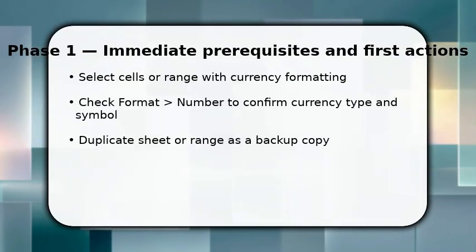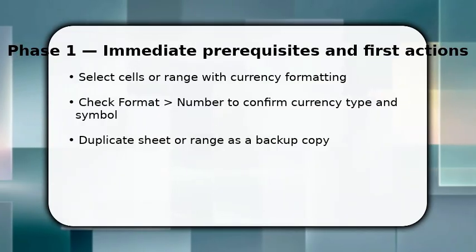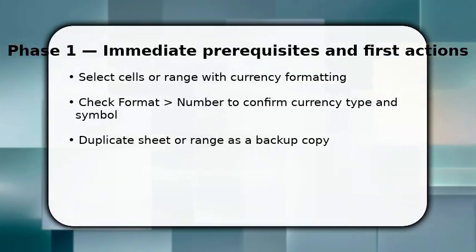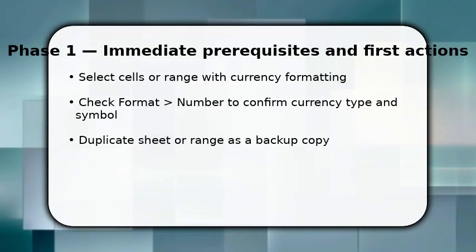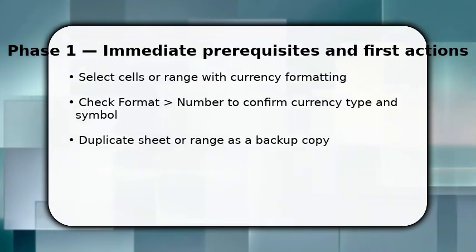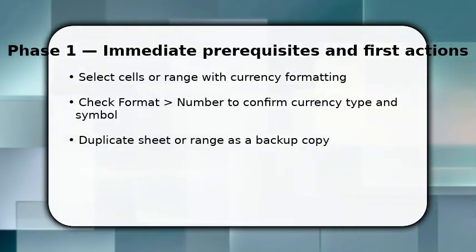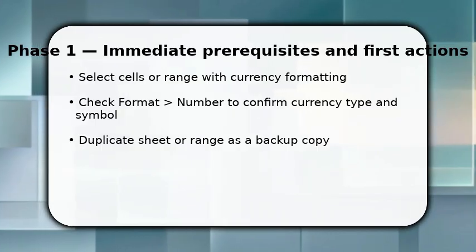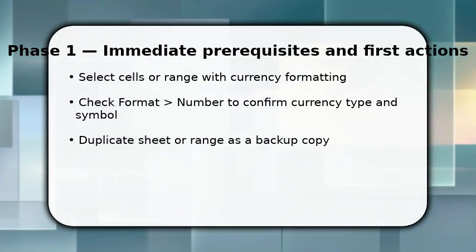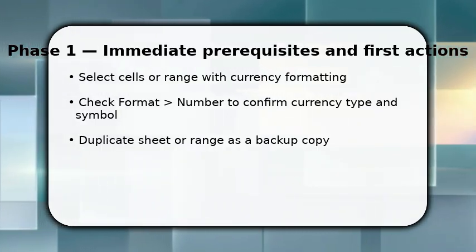You begin by selecting the cells that show currency. Make sure you include headers and hidden rows. Once selected, inspect format number to confirm which currency symbol and decimal places are applied, because removal depends on that setting. Create a quick backup by duplicating the sheet or copying the range to a new tab.